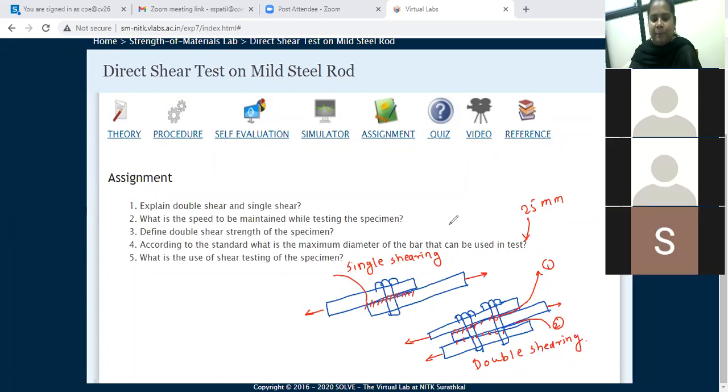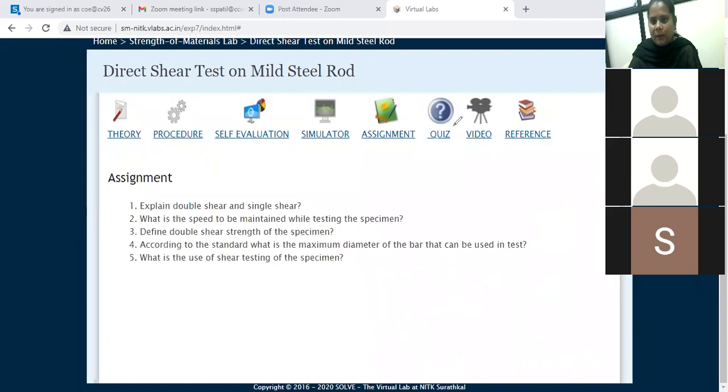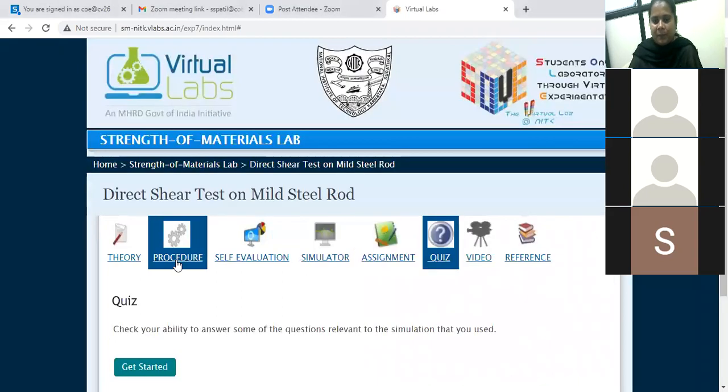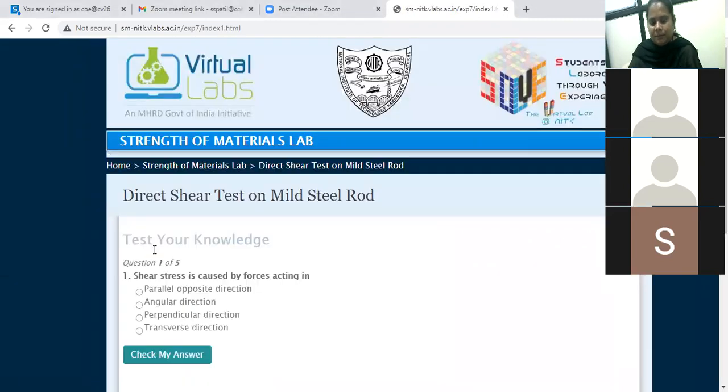2 times the diameter. Last question: what is the use of shear testing of the specimen? Why do we perform this shear test? For finding out shear strength. And we have to observe whether it is single shearing or double shearing. This is the assignment on the direct shear test. Now we will move towards the quiz. So we will solve the quiz.